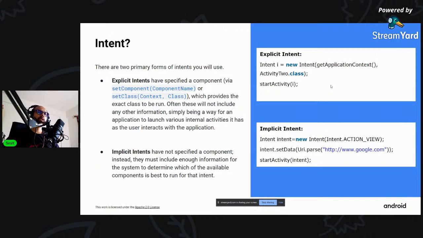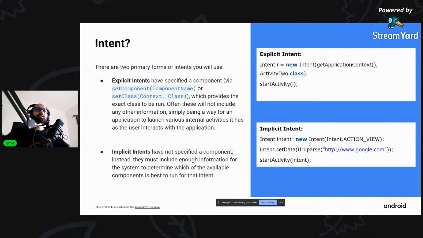Here we have two types of intent. One is explicit and the other is implicit. What is the difference between them? With implicit intent, we are not telling the system when to go or where to go. But with explicit intent, you can see here, we are telling the system explicitly that we want to go to activity 2. We can use getApplicationContext, or the class, or this, telling the system that we are on the current activity and we want to transition to activity 2. This is called explicit intent.